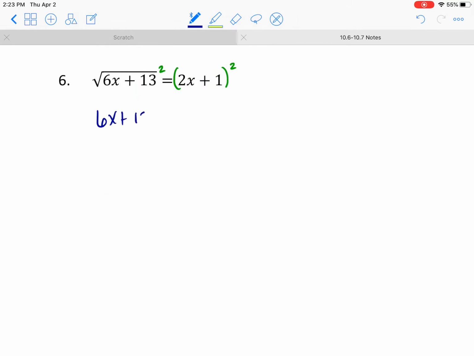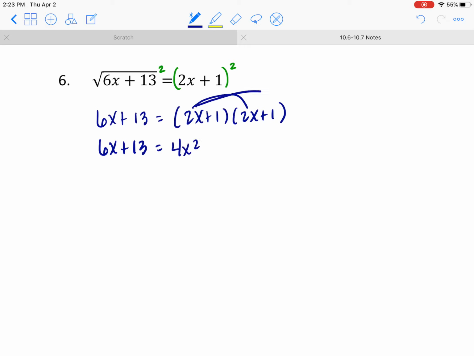But we have to make sure on this side, on the left, not an issue. On the right, we have to make sure we are squaring the entire side. So that means 6x plus 13 can come down. That's no big deal. But on the other side, it means we have to multiply a 2x plus 1 by itself. We have to square it. So 6x plus 13. Over here, 2x times 2x is going to give us a 4x squared. Then we're going to get a plus 2x, another plus 2x, and then a plus 1.